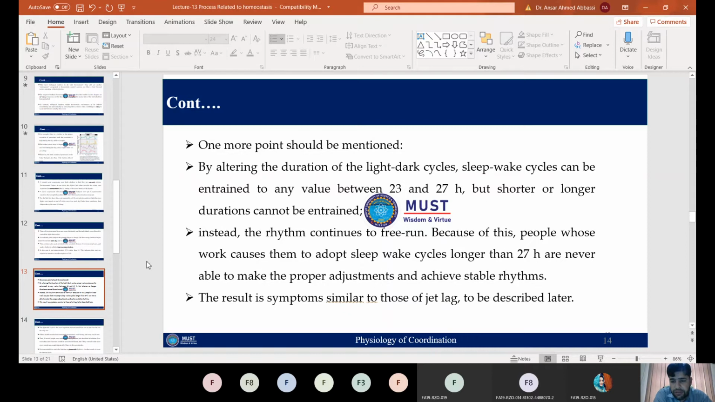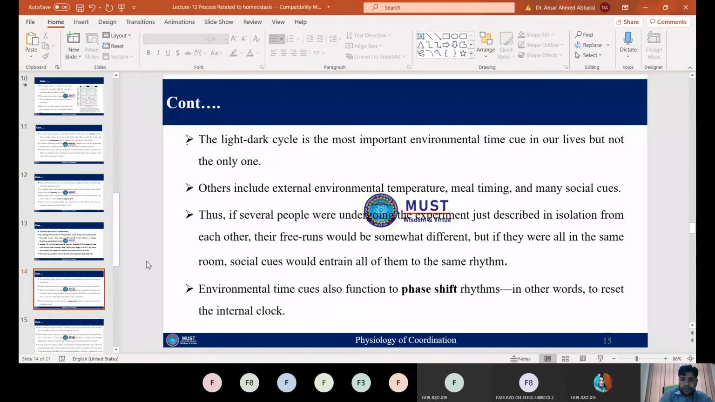This means that those workers who work on more than 27-hour cycles can have jet lag in their body. They can have the symptoms of jet lag.